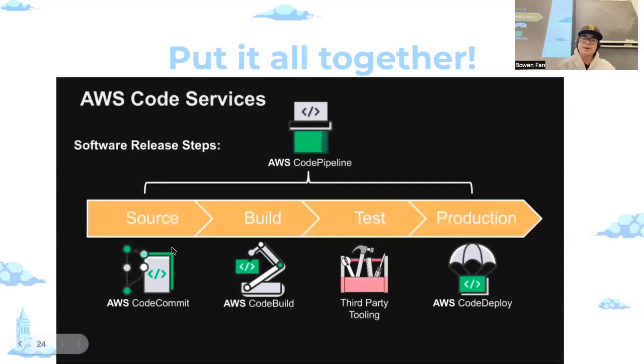So let's say you have source code in CodeCommit. Once you push code to CodeCommit and it passes the correct checks and it triggers, you can build the code. Once the code is built, you can test it. And after the testing is done, you can produce it or deploy it using CodeDeploy. So this is an entire CI/CD pipeline, right?